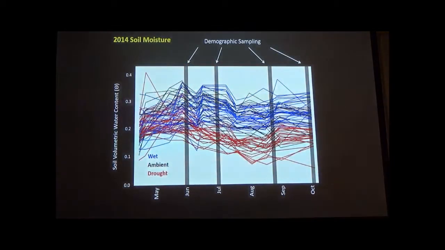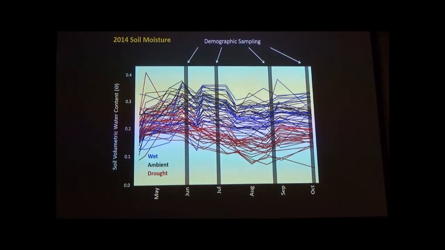So one thing that we added in the cage plots is we put soil moisture probes in there. So I've been showing you guys just dry, ambient, and wet, which is a bit limiting. It's better than not having any information about environmental drivers. But by having moisture probes in the plots, we were able to track the moisture content throughout the season.